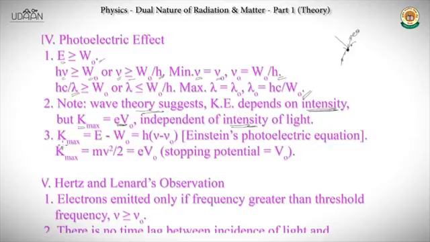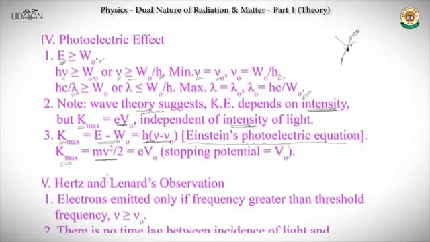So we have maximum kinetic energy equals E minus W naught. E, as we all know, is the energy of the photon. W naught is the work function, which is also equal to h nu naught. So the maximum kinetic energy is h nu minus h nu naught, where h nu is E and h nu naught is the work function. Nu naught is the threshold frequency, and as we all know, nu naught equals W naught by h. So this is Einstein's photoelectric equation. This is the most important equation that you need to know for the photoelectric effect.